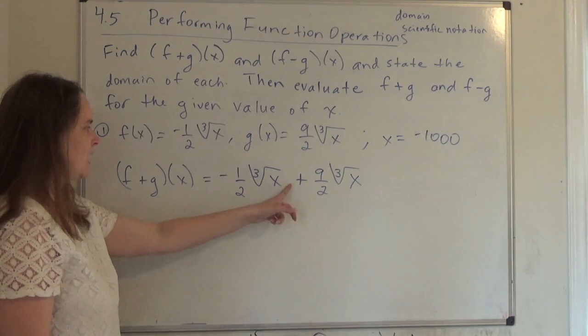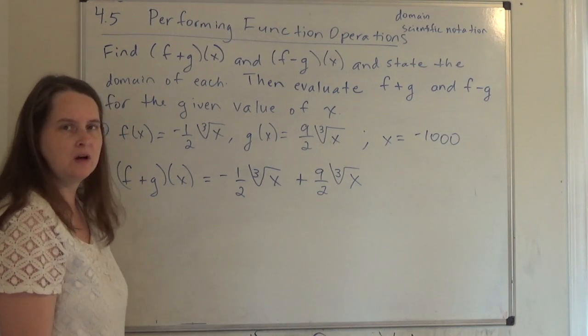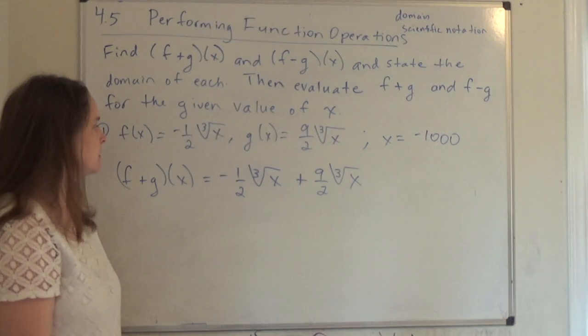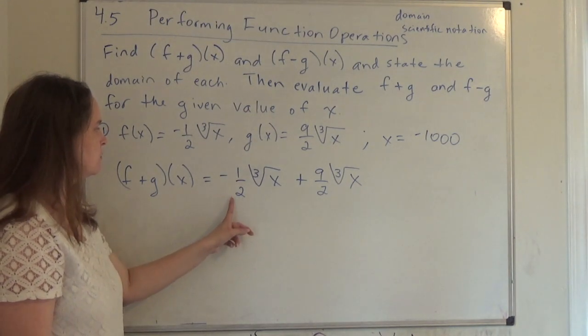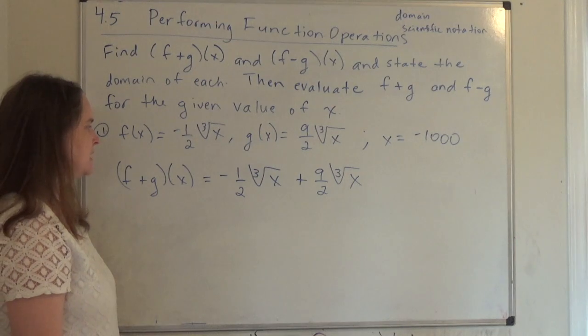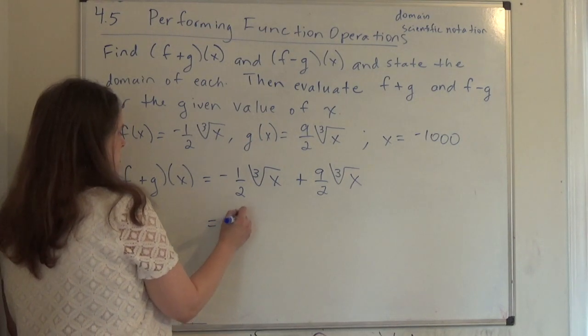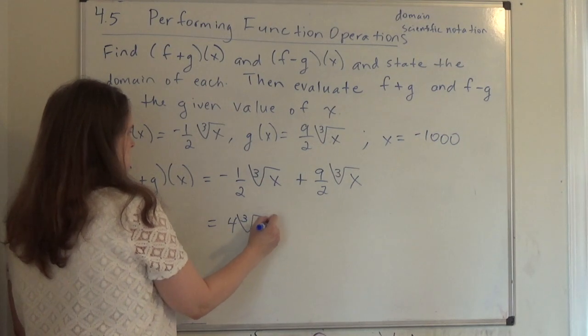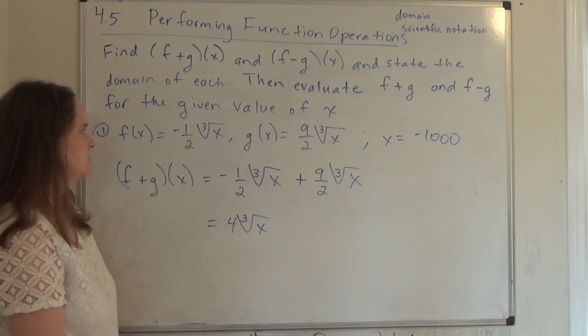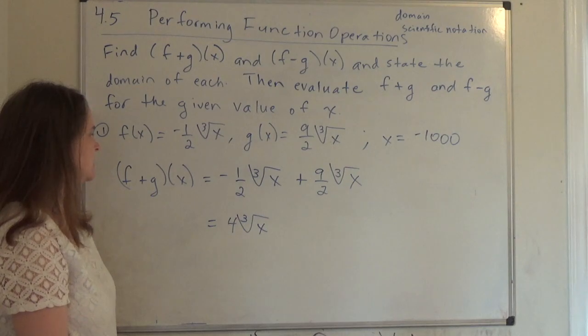If one of them had a y on it, or if one of them had a fourth root on it, then you wouldn't be able to combine it, but these are like terms. Negative 1/2 plus 9/2 would be 8/2, which is 4. So that gives me 4 times the cube root of x. Okay, so that's the first part. I have to give the domain.